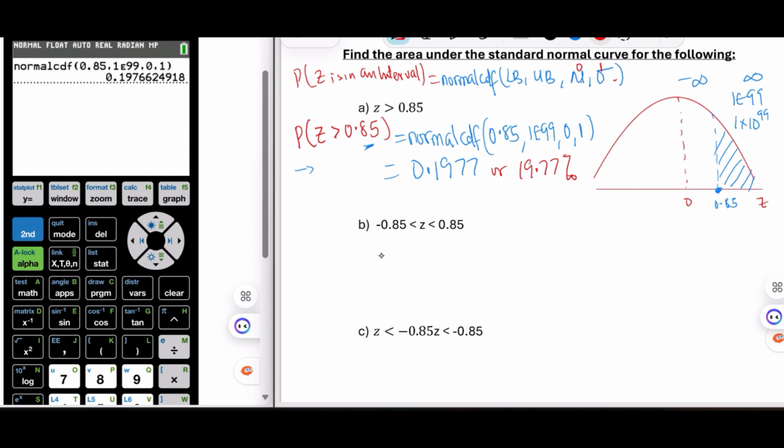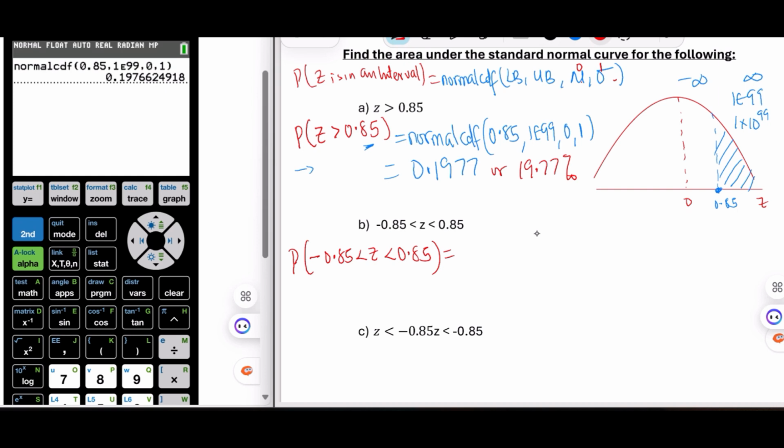Now, what if you have an interval whereby you have the lower and you have the upper? So here we're interested in calculating the probability that our random variable z is going to be between negative 0.85 to positive 0.85.